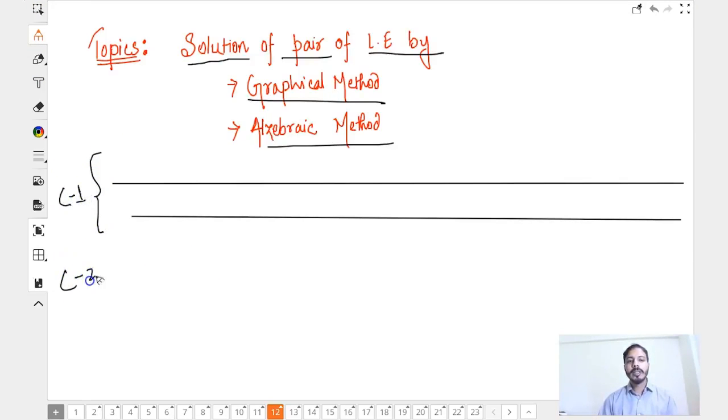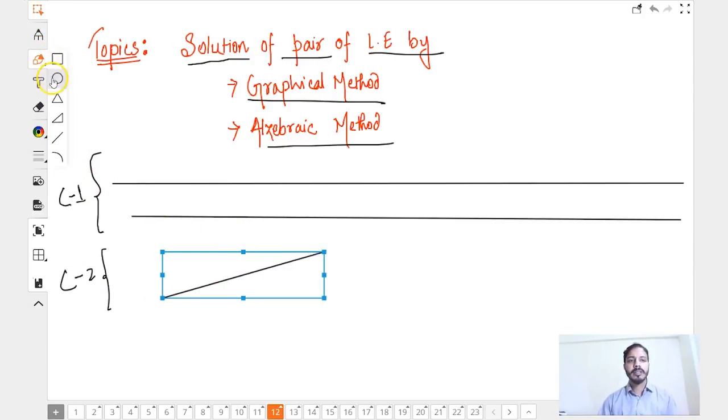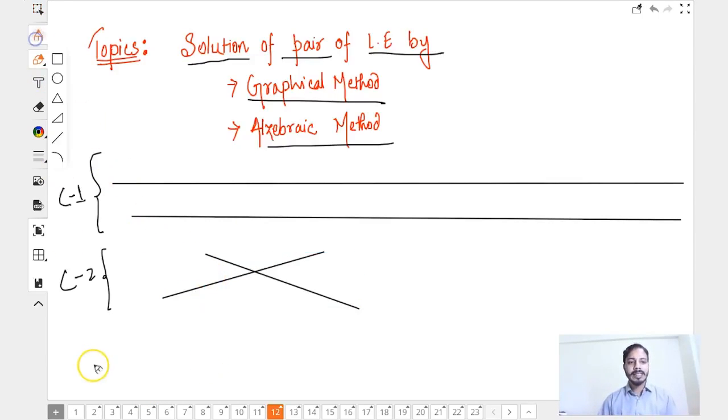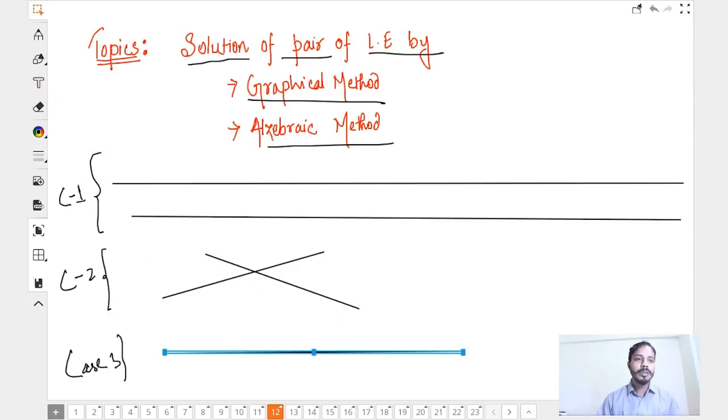What is case 2? Case 2 is that the lines will be intersecting, so they will intersect each other, they are not parallel. And case 3 is that these two lines superimpose each other. That means you can see only one line even if there are two lines. They are superimposing each other. So these are the three cases that can happen. There can be no other cases out of these three.